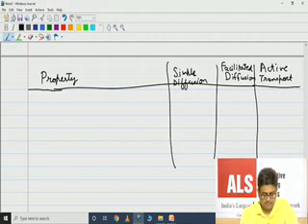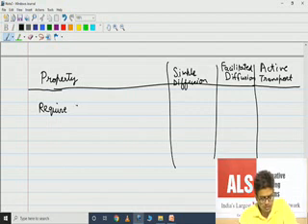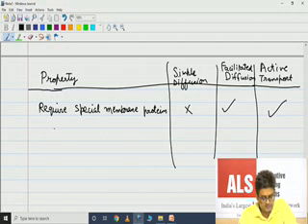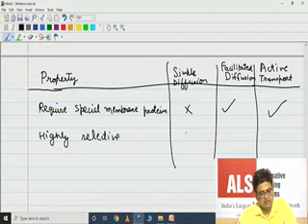If you want me to write this down, let me do it for you. Requires special membrane proteins. Simple diffusion, no. Facilitated diffusion, yes. Active transport, yes. Highly selective, yes or no? Simple diffusion is not selective. It can move anything. It only needs a concentration gradient. Facilitated diffusion and active transport are selective.